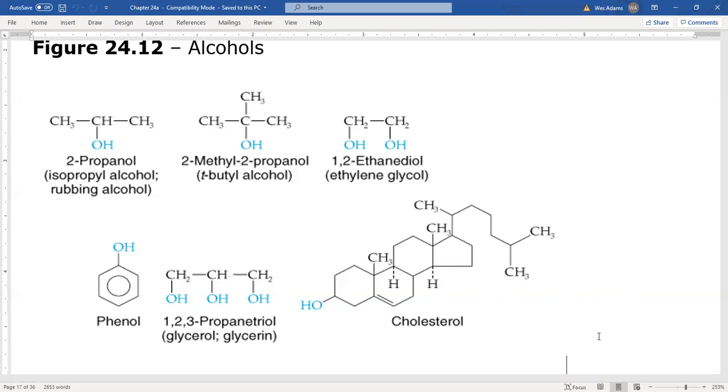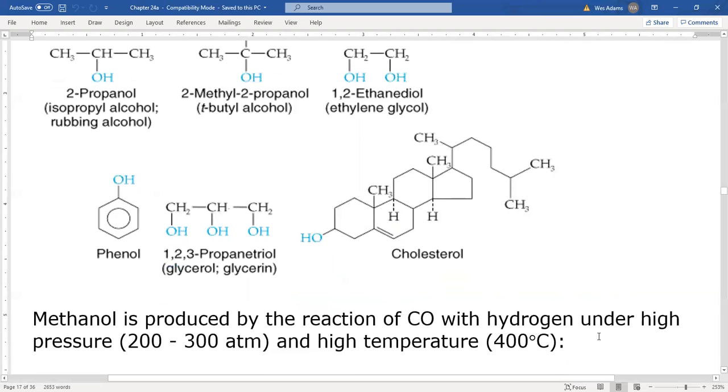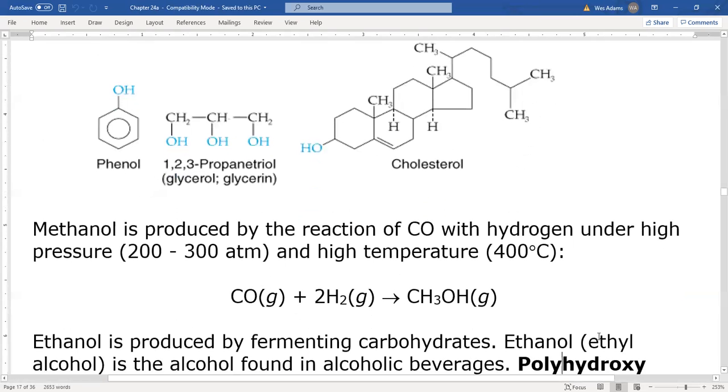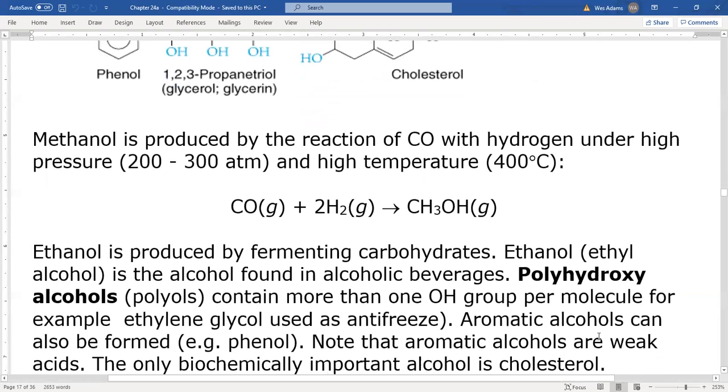Biological alcohols would include cholesterol, and you can see rather large molecule. You don't need to know that for the test, but it does include an alcohol group. You don't have to draw that for the test at all. Methanol is produced with carbon monoxide and hydrogen under high pressures and temperatures. You could produce that. Ethanol, as we mentioned, is produced by fermenting carbohydrates.